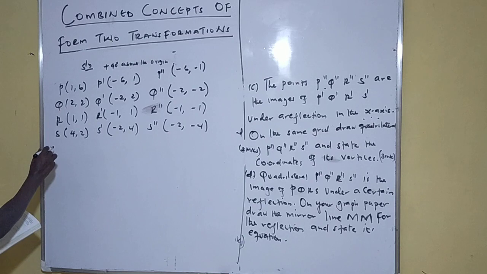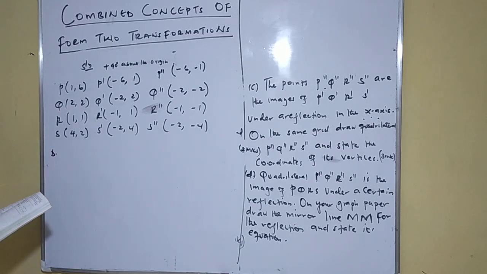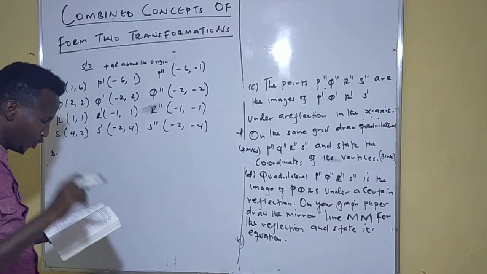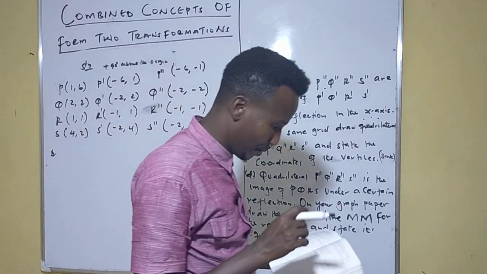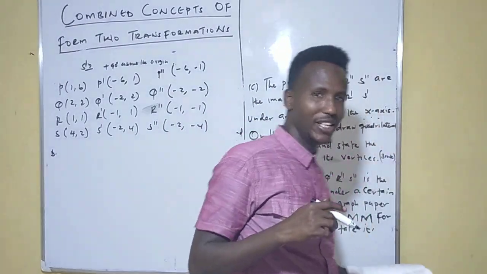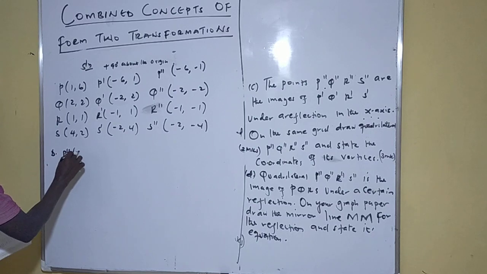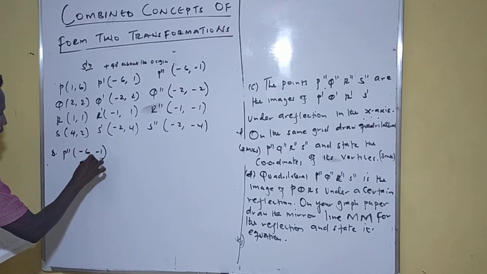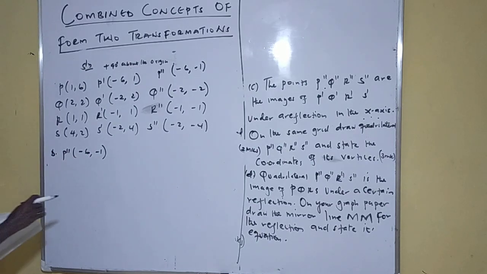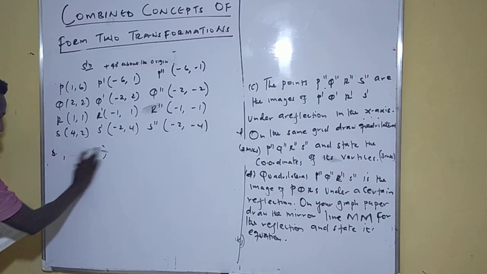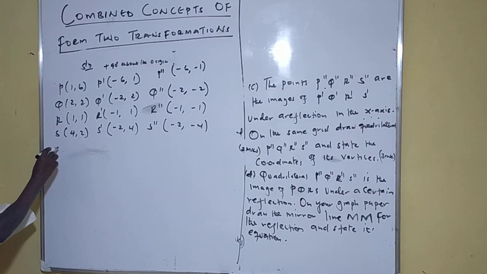Now come to question D. You are told quadrilateral P double prime, Q double prime, R double prime, S double prime is the image of PQRS. So now let's say that we have P double prime as (-6, -1). But before I write that, let me write first the object point. Object point was what?